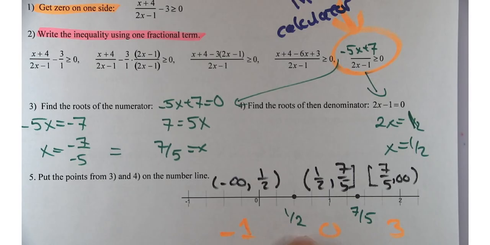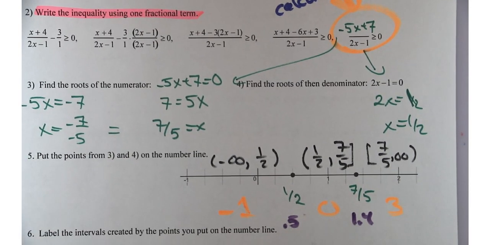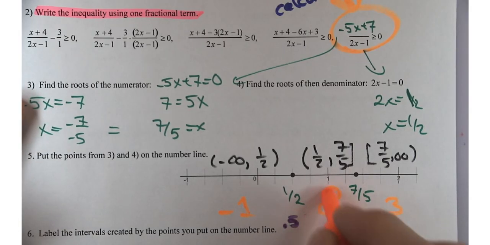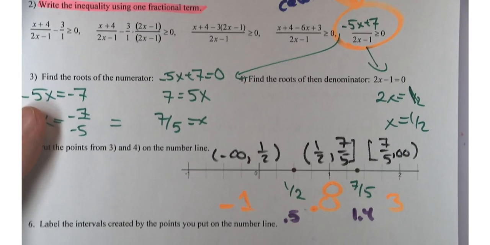So let's look at some decimal values here. This is 0.5 and this is 1.4. So I need something between these. 3/4, sure. Now I'm going to use 0.8 because that way I don't have a messy handout. I don't have to scratch over everything.